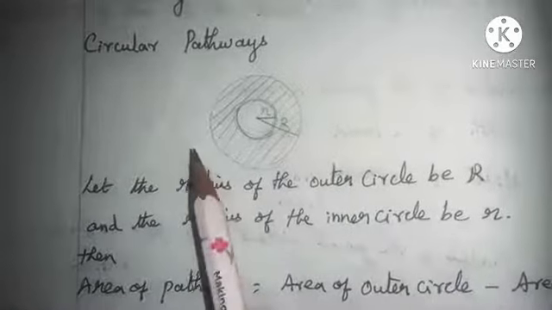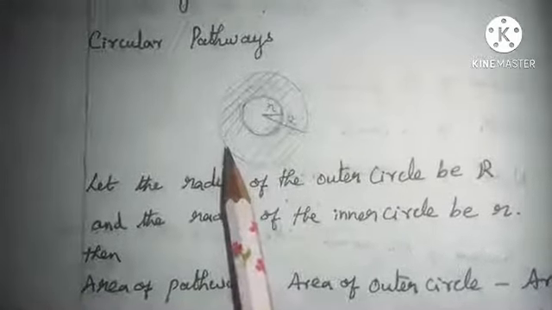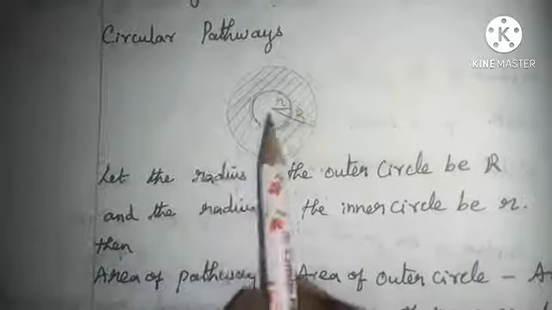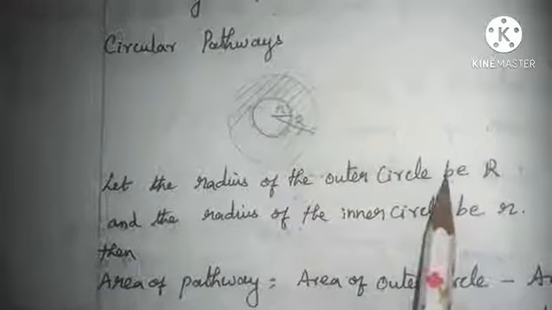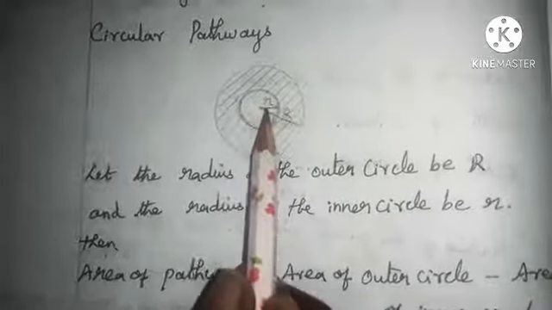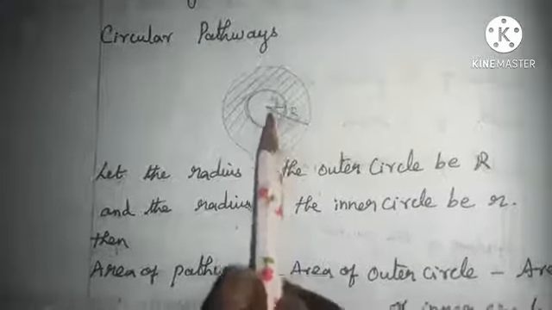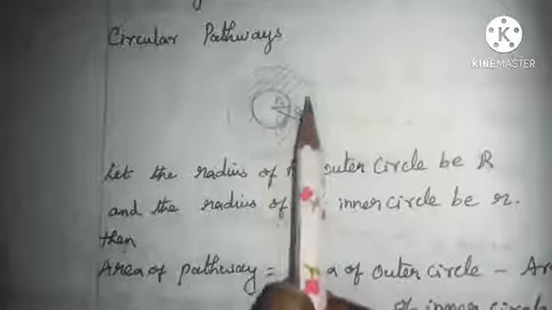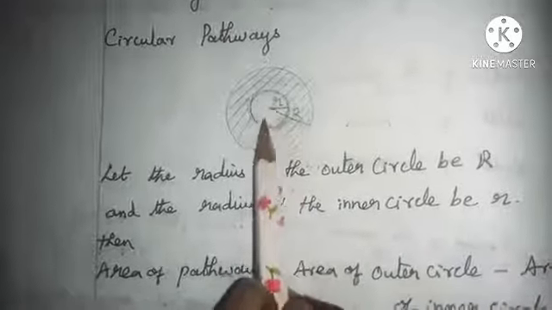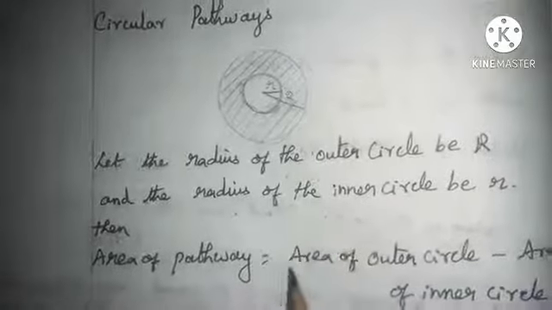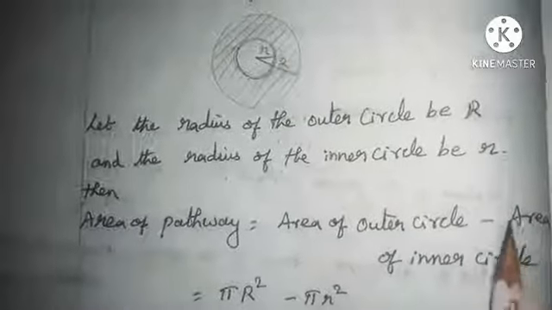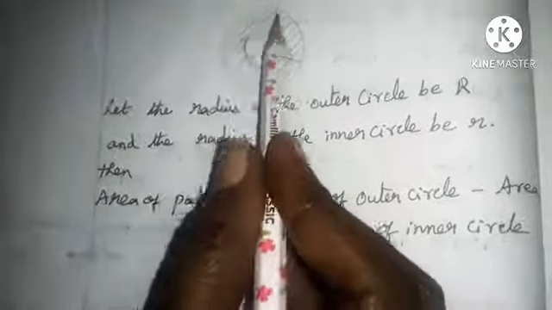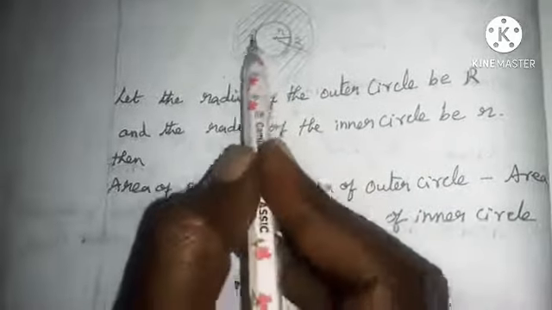For circular pathways, we need to find the area of the pathway using the circular shapes. Here let us consider the radius of the outer circle be capital R and radius of the inner circle as small r. Using this radius, we are going to find the area of the pathway by the difference between the area of the outer circle and area of the inner circle. That can be written as area of a pathway is equal to area of outer circle minus area of the inner circle. That is, if we subtract the smaller circle from the bigger one, we will get this area. This is the area of the pathway.